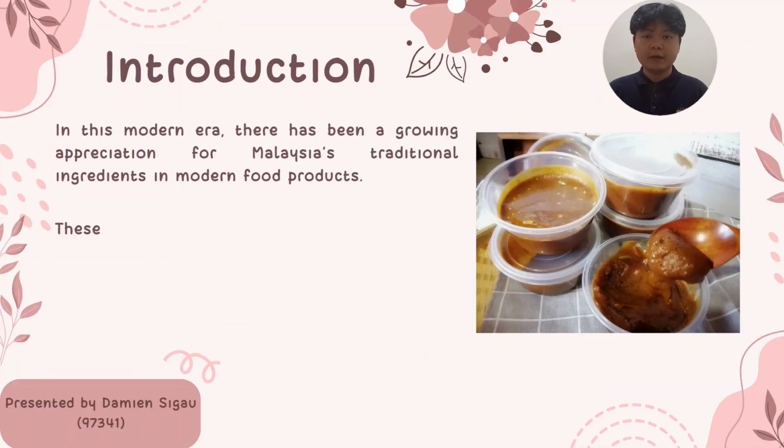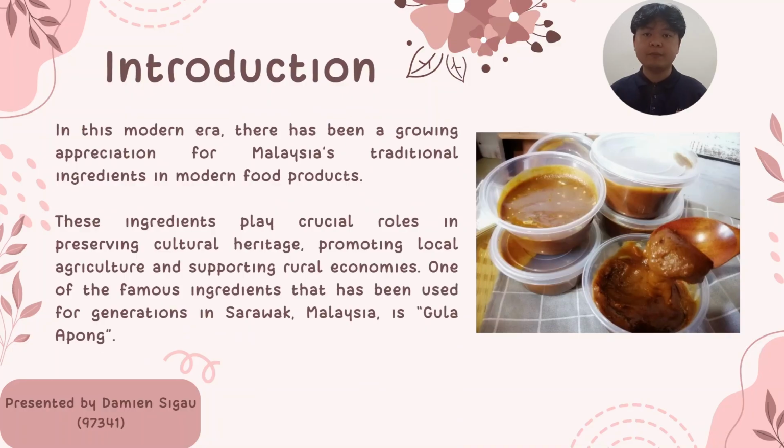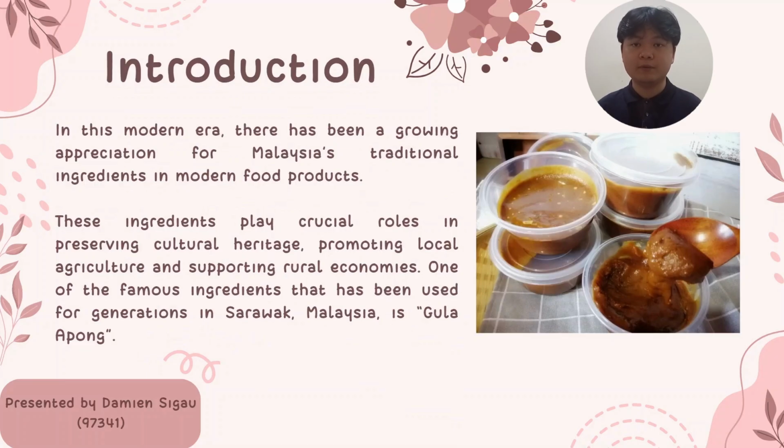In this modern era, there is a growing appreciation for incorporating Malaysia's traditional ingredients into contemporary food products. These ingredients not only preserve our rich cultural heritage, but also promote local agriculture and support rural economies. One such ingredient, widely recognized and cherished in Sarawak, Malaysia, is gula apong, which is a traditional palm sugar that has been used for generations.